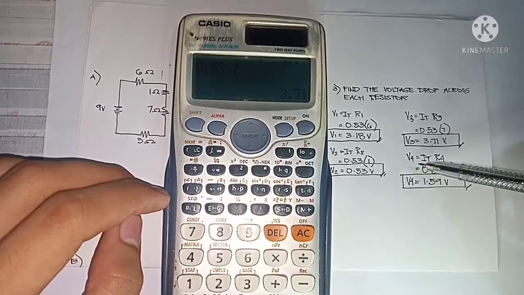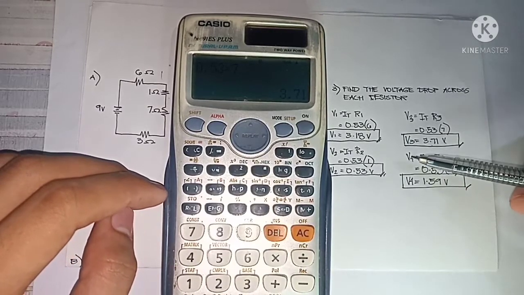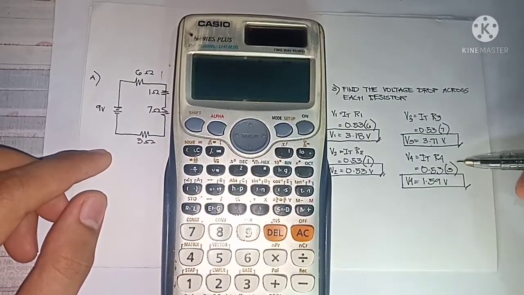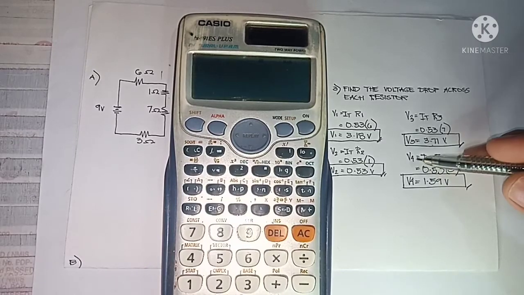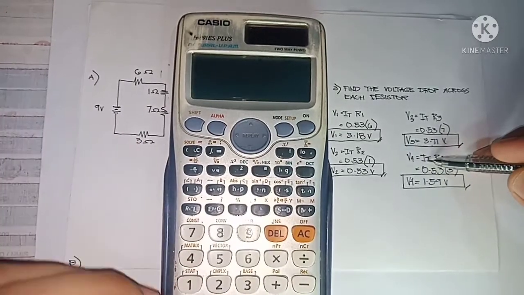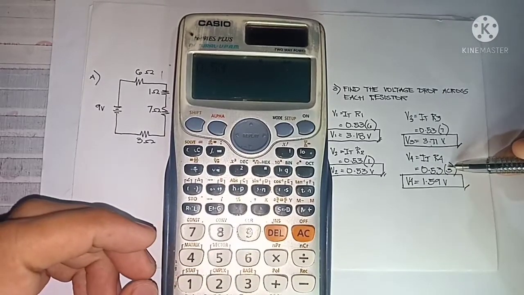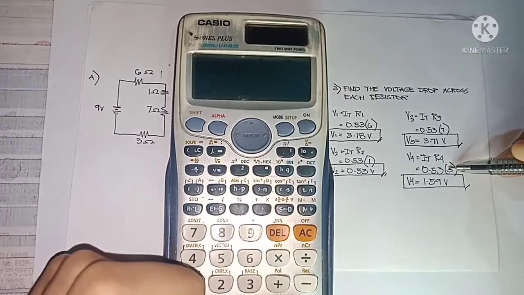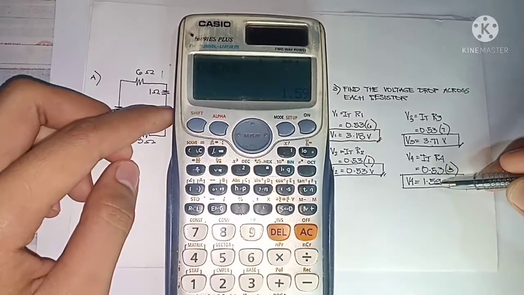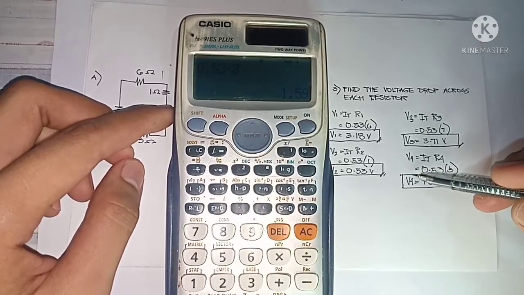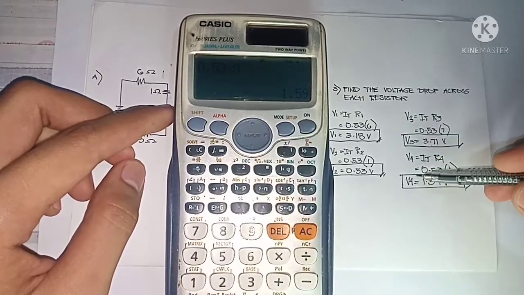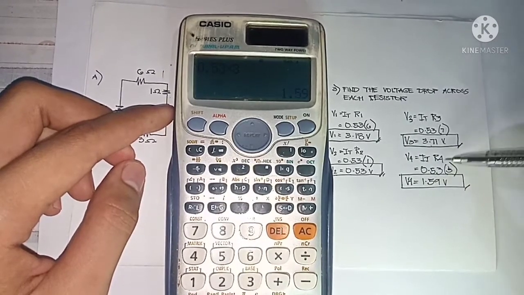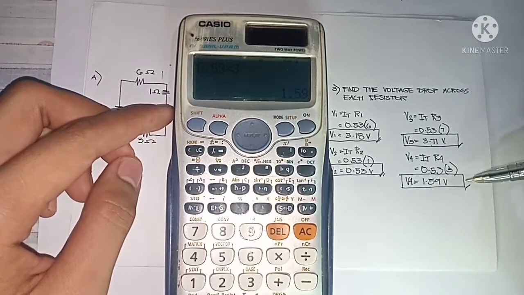Now, let's compute the voltage for voltage 4, which is equal to IT, which is 0.53, times the value of resistor 4, which is 3, equals 1.59 volts. So the voltage drop across resistor 4 is equal to 1.59 volts.